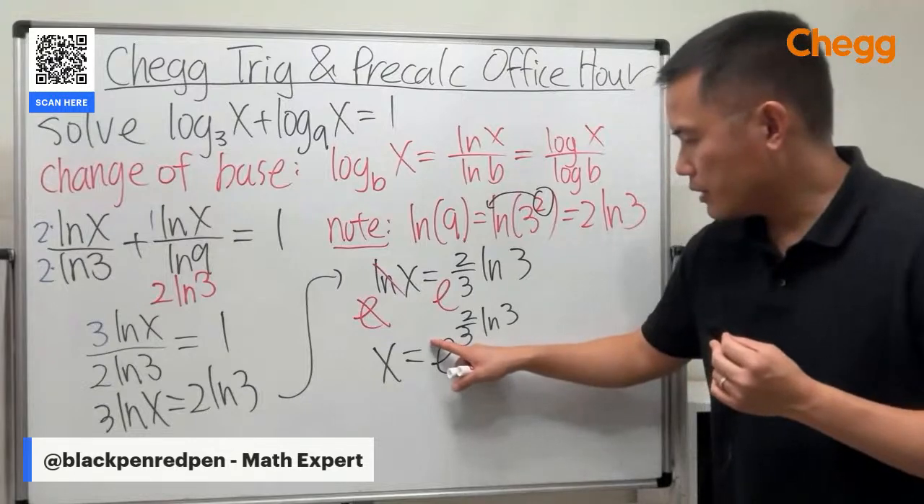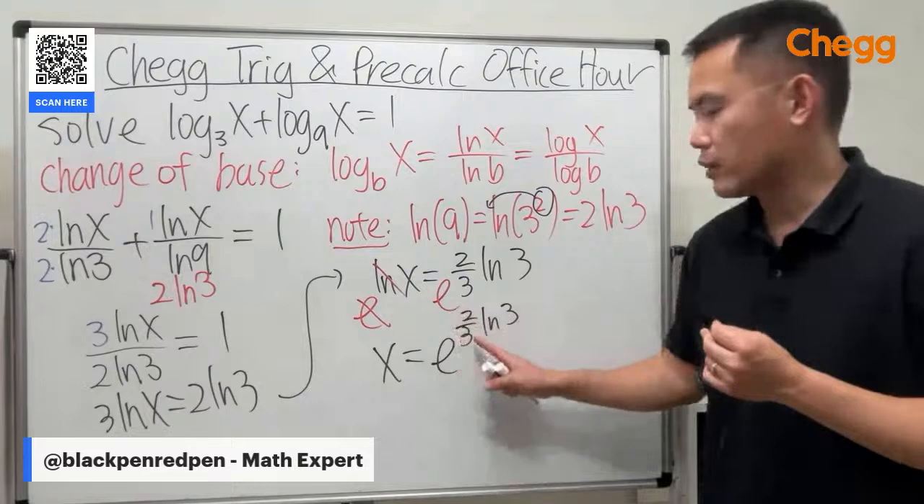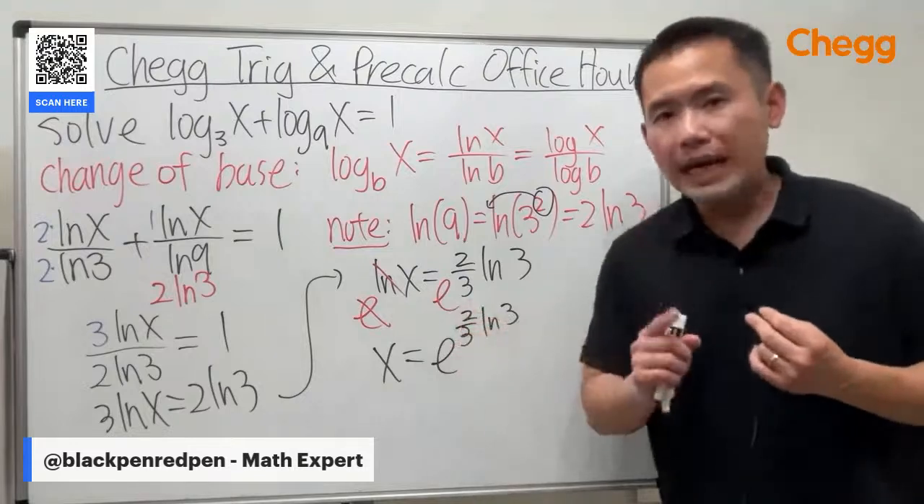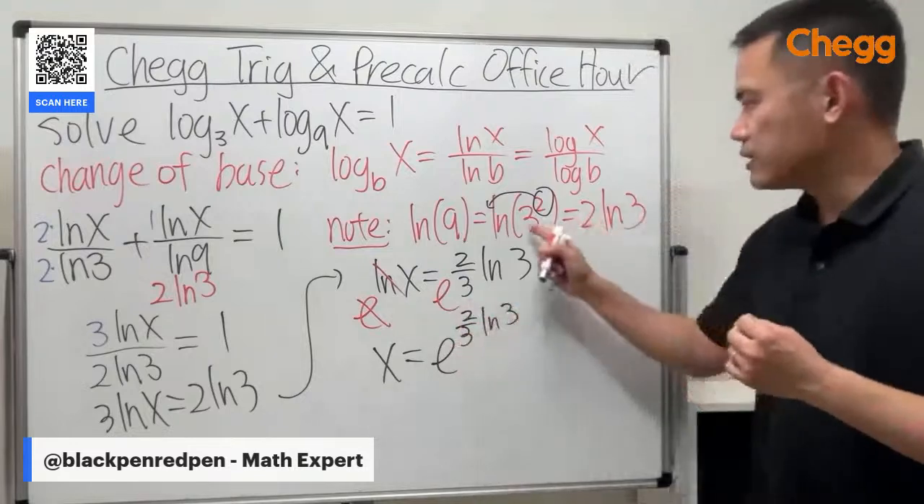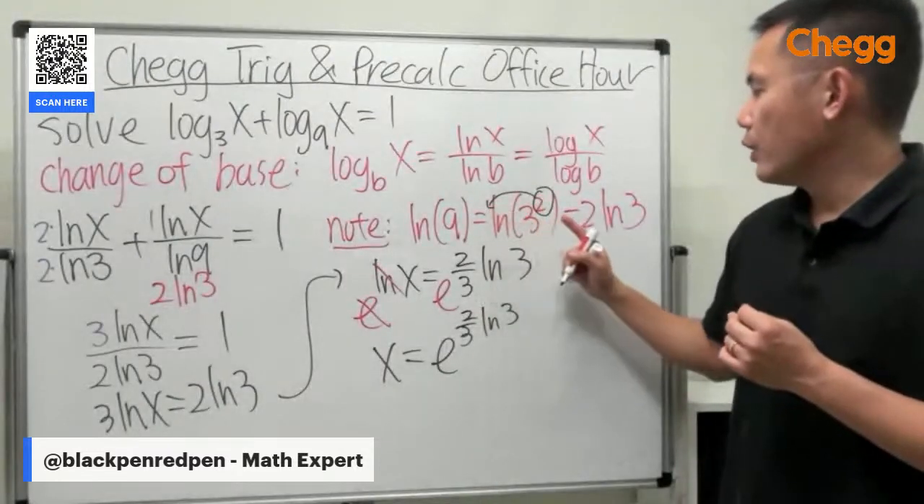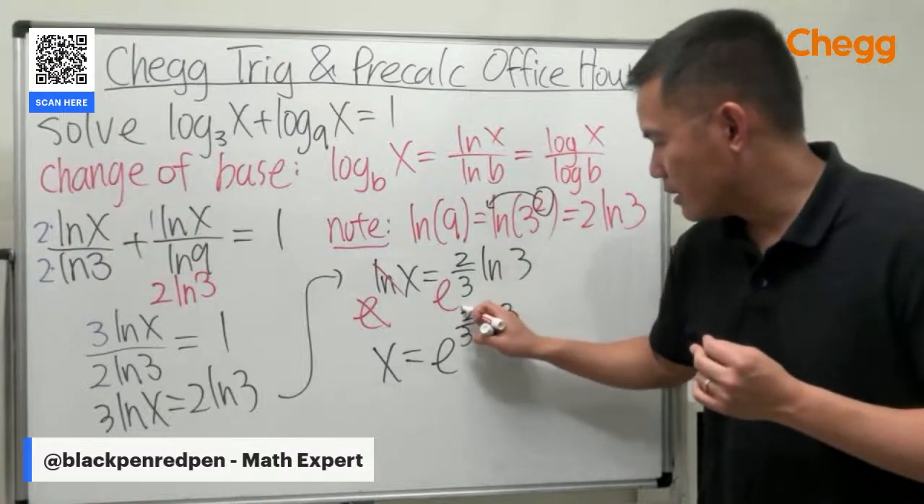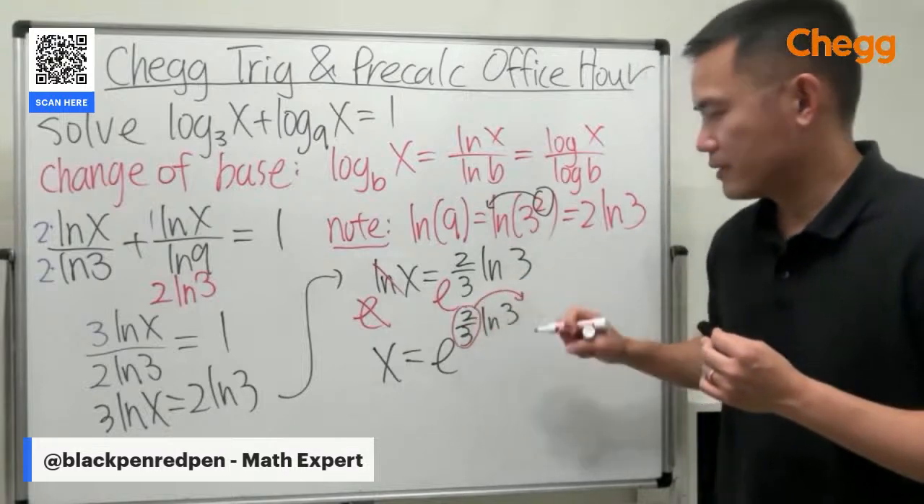Here's one thing though. Do not cancel the e and ln like this right away. We cannot do that because we have a coefficient here. What we will have to do is do this but backwards. Instead of putting the power to the front, we are going to bring the coefficient back to the power. So have a look. Take this, put it here.